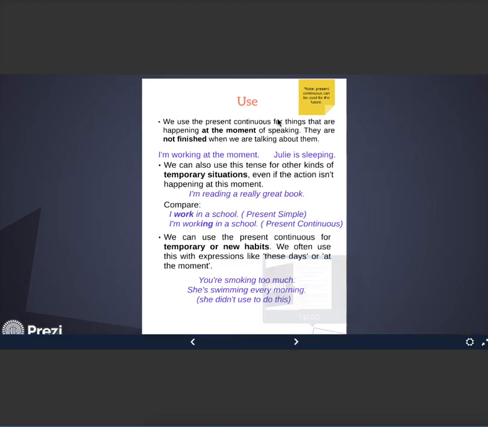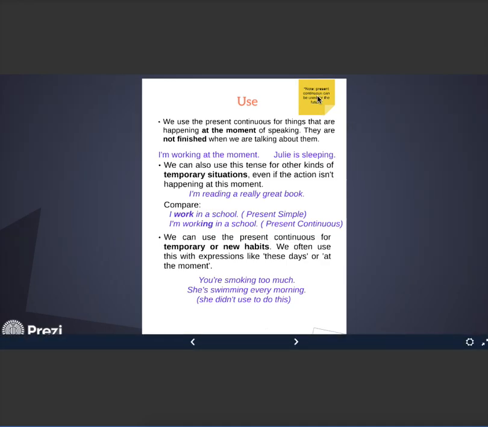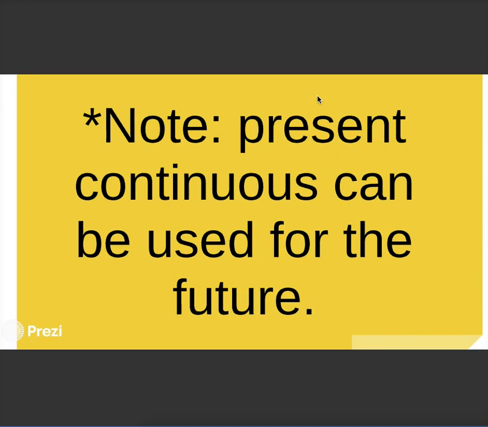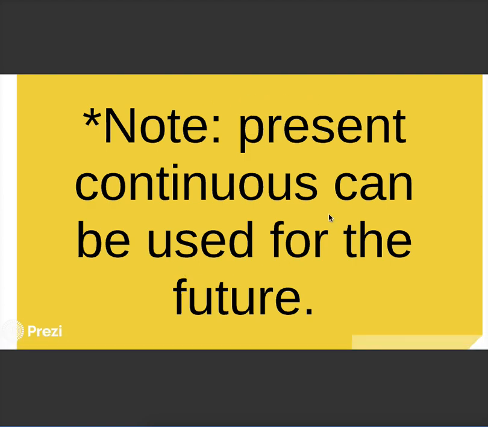Questions up to this point? Questions about the uses? Don't forget that we can also use present continuous to talk about future. No se les vaya a olvidar eso. What did we say? ¿Se acuerdan que les dije? When do we use present continuous to talk about future? Take a look to your notes. When do we use it to talk about future? Who can tell me?